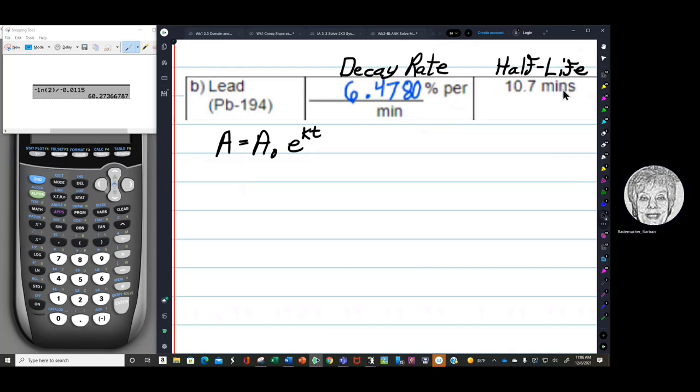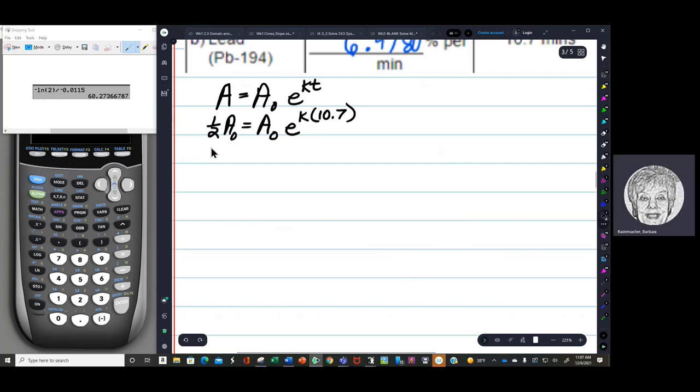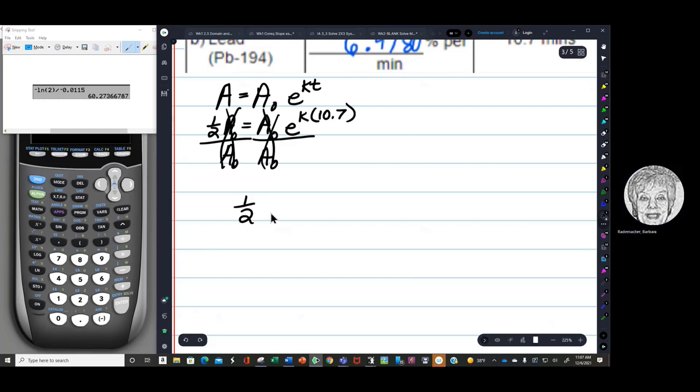Okay, so we're talking about half-life. So 1/2 times the original amount equals the original amount times e to the k times 10.7. So let's divide out A naught. Cancel, cancel. So we'll have 1/2 equals e to the 10.7k.